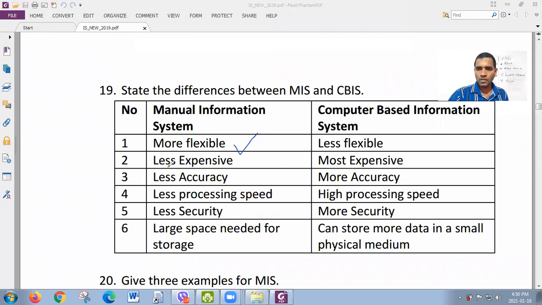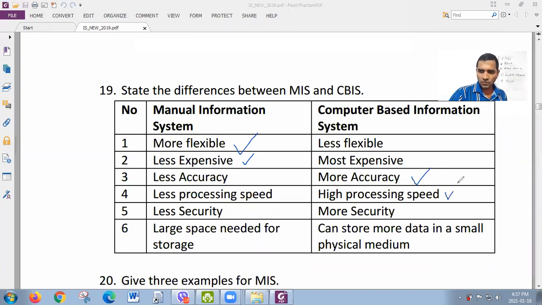Look at the second one. Less expensive, most expensive. Here also we like to have systems that are less expensive, right? Less cost. So maybe it's okay. Less accuracy. Nobody wants a system that is less accurate, right? So it must be more accuracy. So here in the third point, computer-based information system has the favor, right?